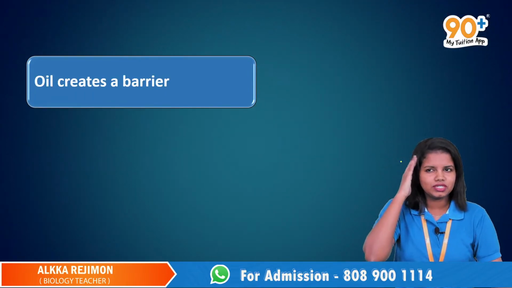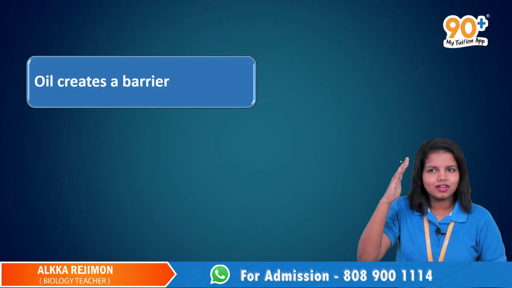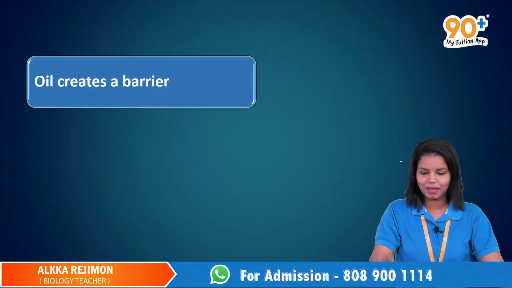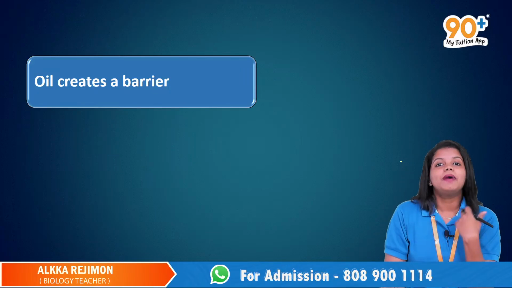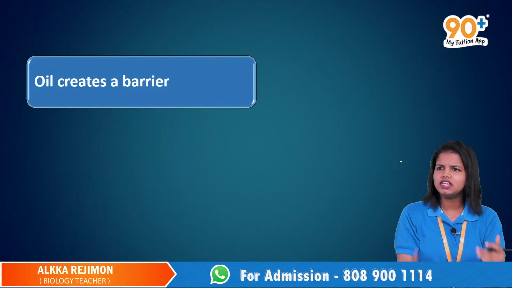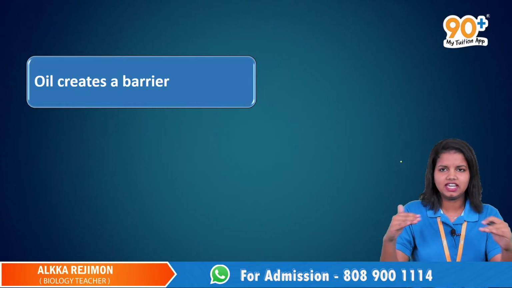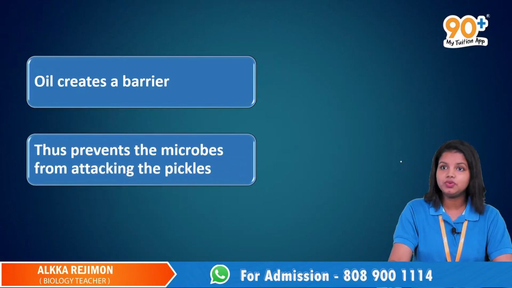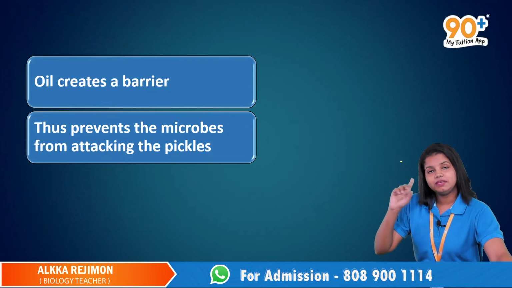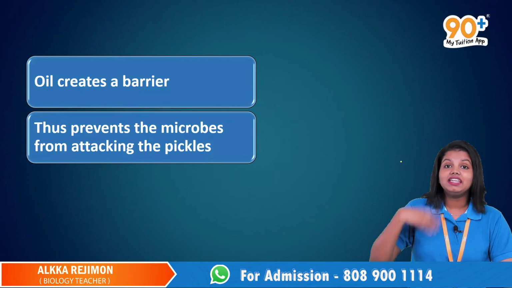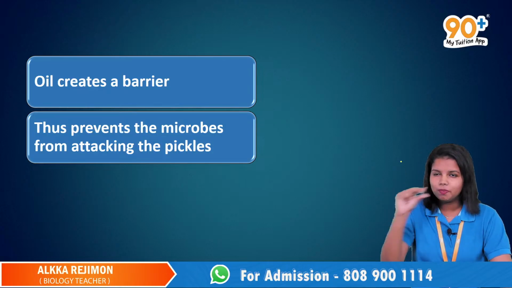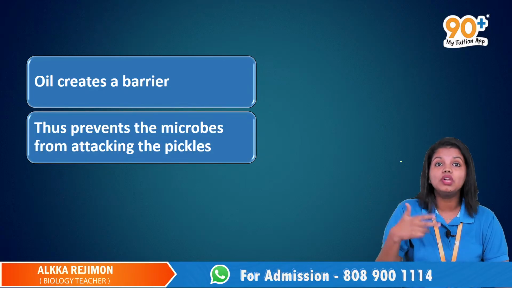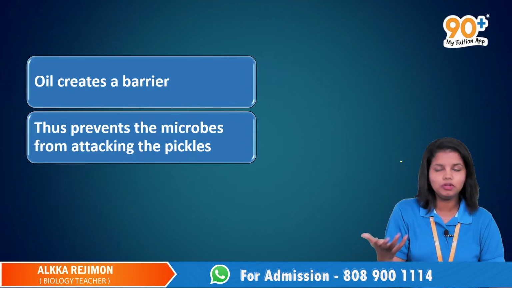You need to use a little bit higher order thinking pattern. The thing is simple. Oil can create a barrier. A barrier means it can create a separation between the pickle and the atmosphere. Okay. This oil is able to create a barrier between the air and the pickle.